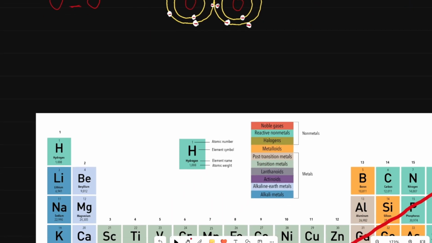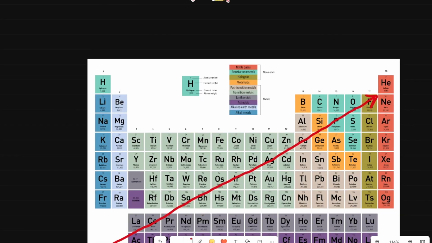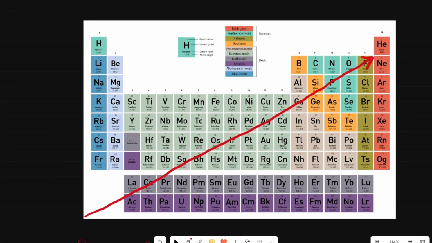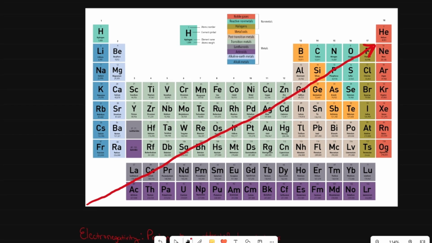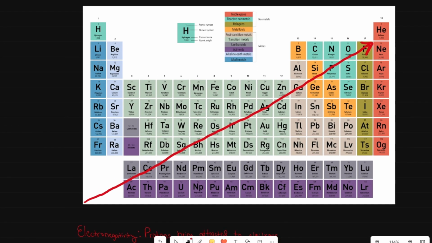So that brings me to another thing. You can have a non-polar covalent bond or you can have a polar covalent bond. And this all depends upon the electronegativity of the different elements. So when you're looking at electronegativity, it's literally just protons being attracted to electrons.